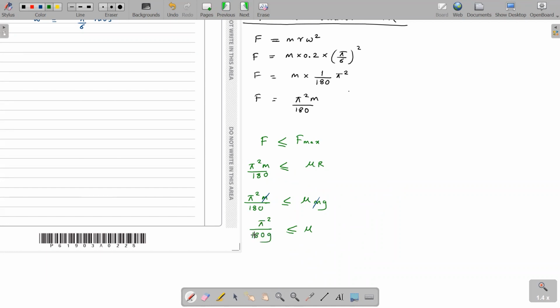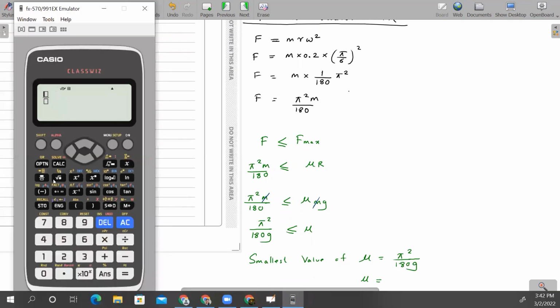So this is the exact figure. The smallest value of mu, because you have mu is greater than or equal, is pi square over 180 g. So give it to a few decimals. What is the answer? Pi square over 180 times g, which is 9.8.